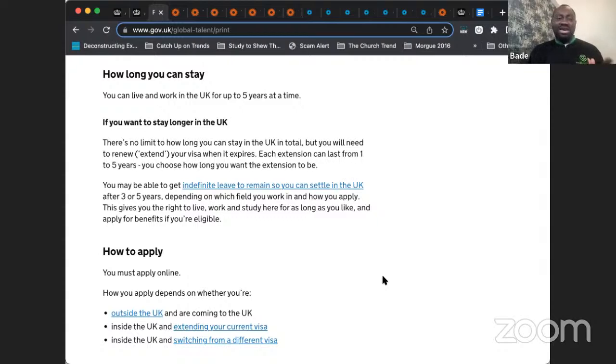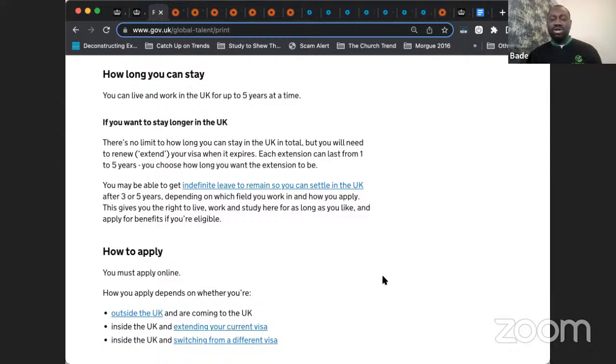ILR is indefinite leave to remain. That is the UK's version of what you would call permanent residency. It's called indefinite leave to remain. And then after 1 year of being on ILR, you will be able to qualify as a British citizen. That is if you qualify under the exceptional promise route.